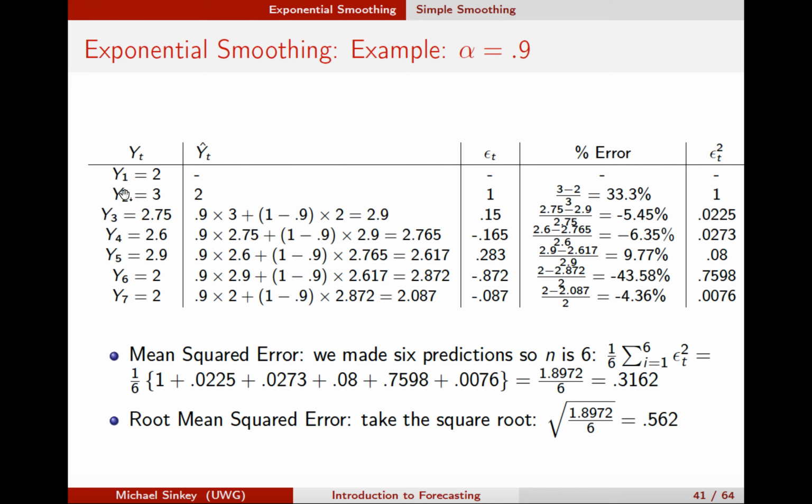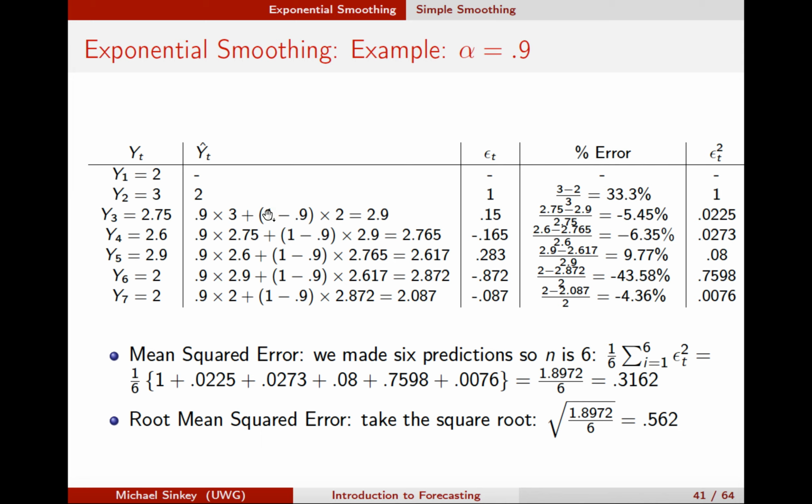Now in period 2, the data is 3. My forecast is 2 because I used the naive model. The error is 1. 3 minus 2 is 1. The percent error, I take 3 minus 2 divided by 3. The error divided by the data. I missed by 33%. Yuck. Squared error, 1 squared is 1. Now, my forecast for period 3, this is the important part. I take 0.9, that's the alpha, times 3, that's 2.7.